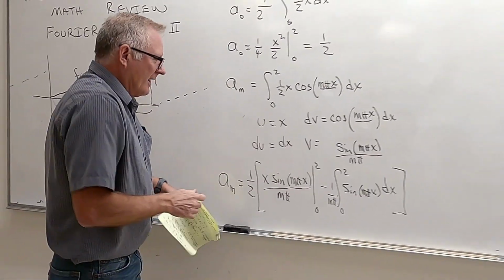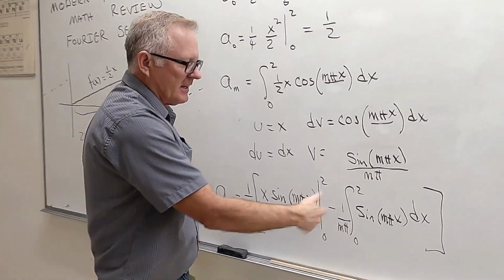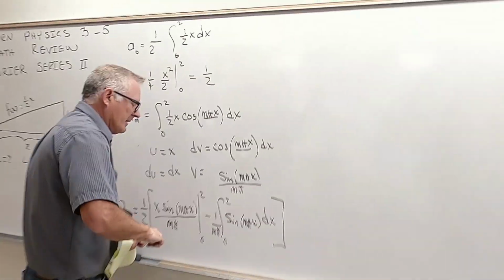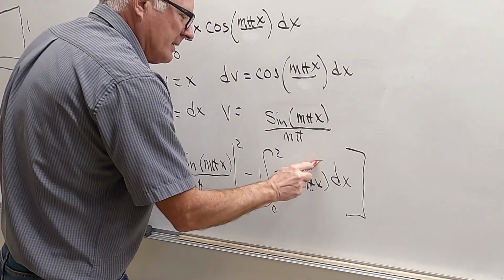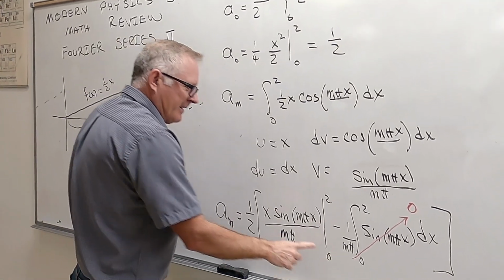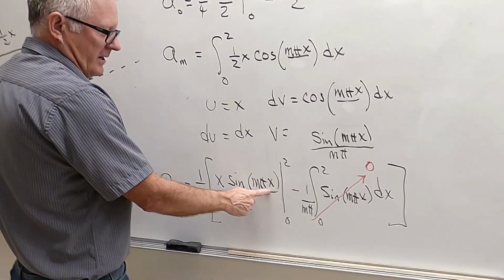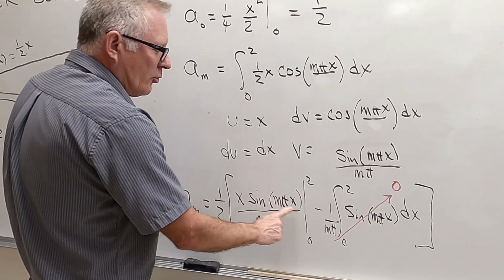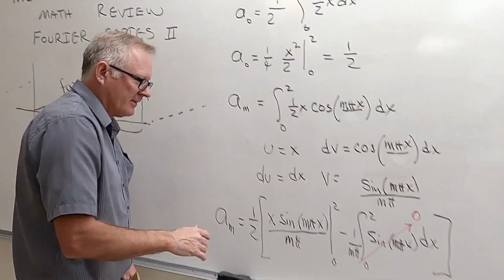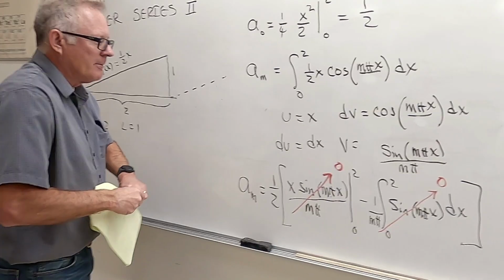Okay, and so this term, we already know what that's going to be. That's just the integral of the sine of m pi x over L, and we already said that one was 0. So this whole term is just 0. Now over here, when we plug in the 0, that's definitely 0. And when we plug in the 2 here, the sine of 2m pi is also 0. Sine of pi is 0, 2 pi, 3 pi, m pi is 0. So this whole term is 0. So a sub m is 0.